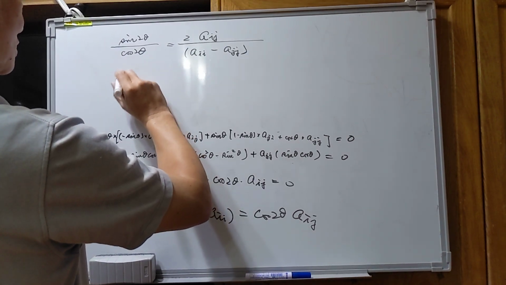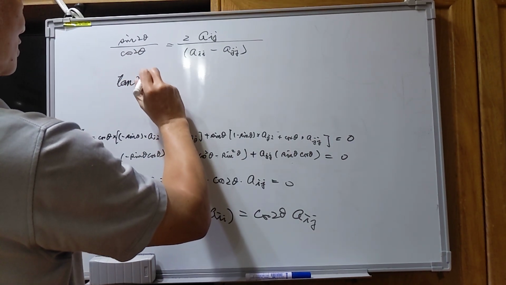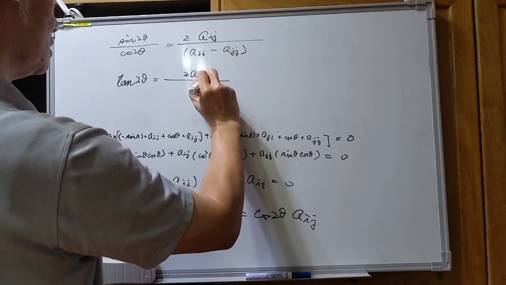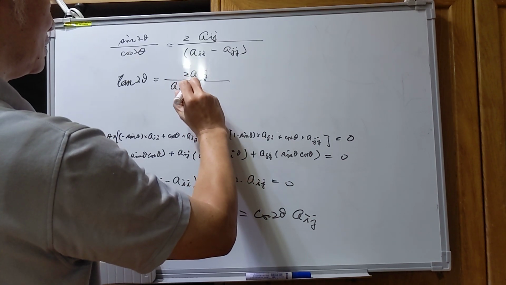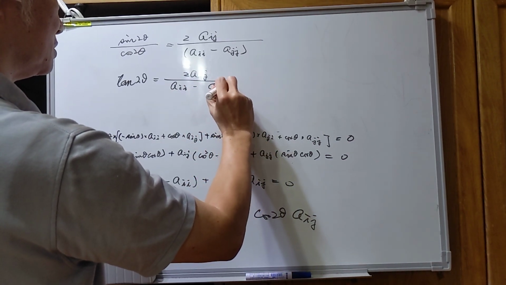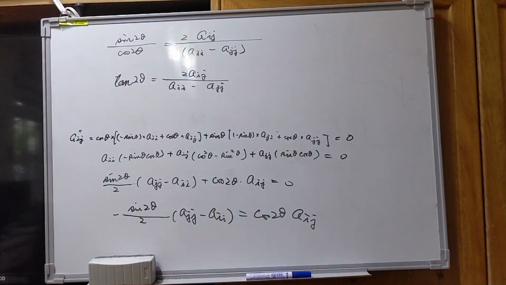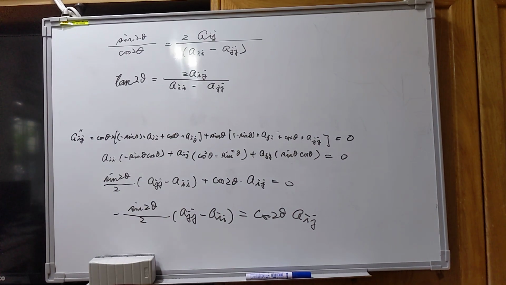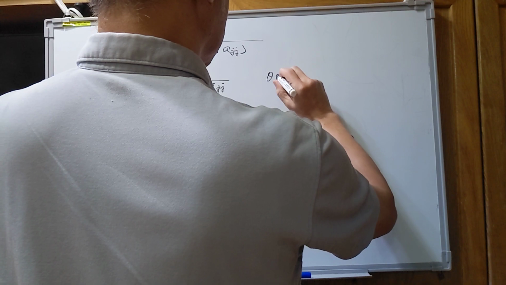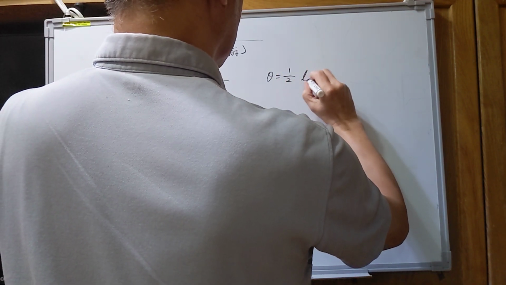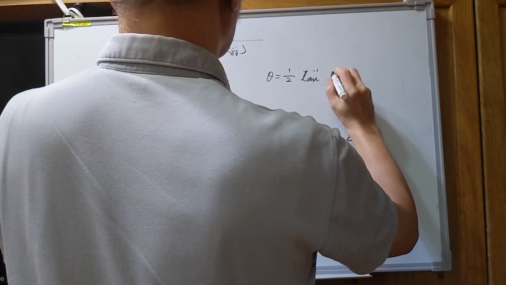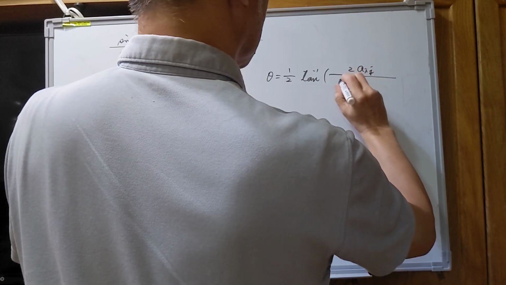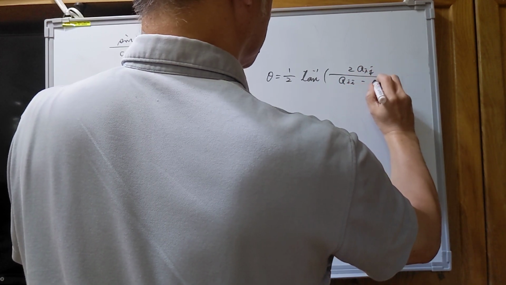And from this, you can say the tangent 2 theta is equal to 2A_ij over A_ii minus A_jj. Okay, so that's the tangent 2 theta. Then we can solve for theta. So what will theta be? Theta is equal to 1/2 inverse tangent of 2A_ij over A_ii minus A_jj.